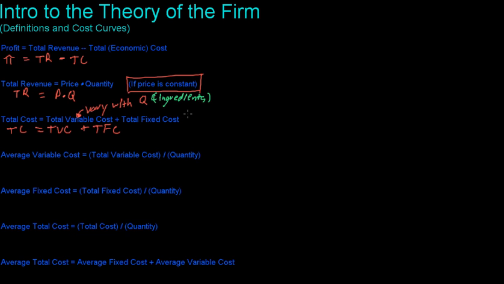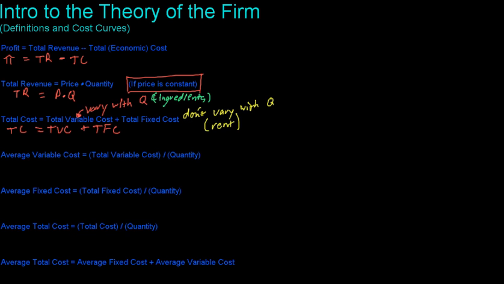So these don't vary with quantity. And the example that I always like to give is rent. So again, if we owned a sandwich shop, our ingredients would vary with how many sandwiches we sold. But it doesn't matter how many sandwiches we sold, we're still going to have to pay rent every single month, and it's going to be a fixed amount per month regardless of how many sandwiches we sold. So that's a fixed cost, rent.